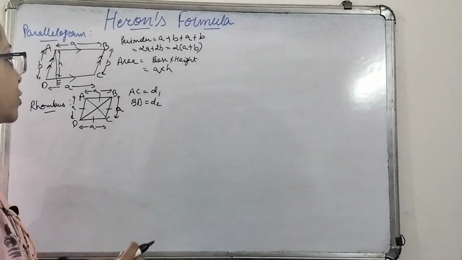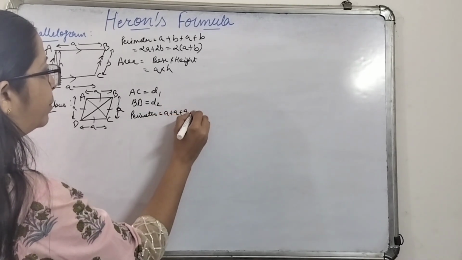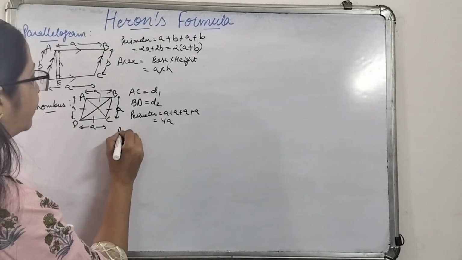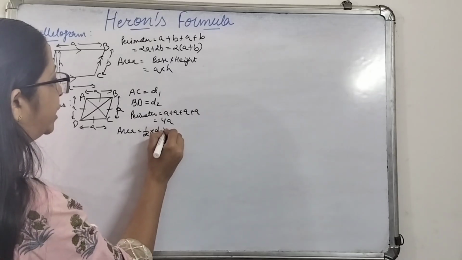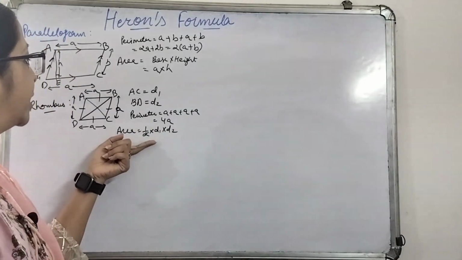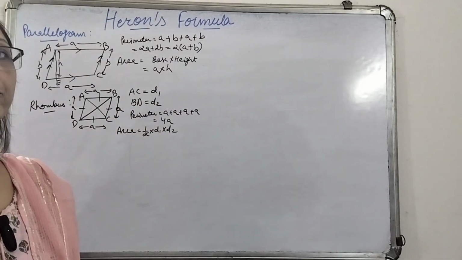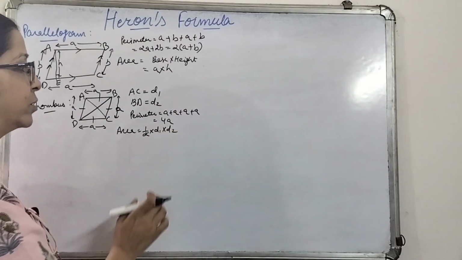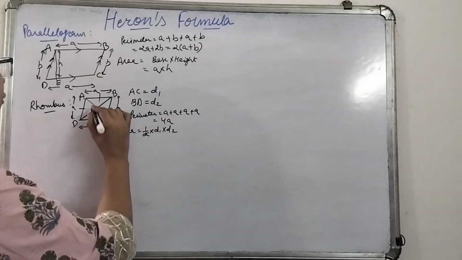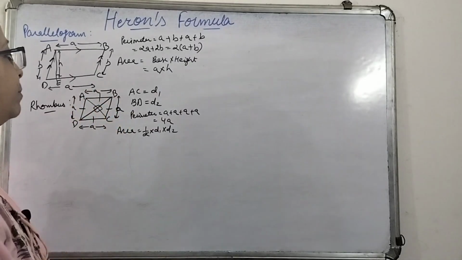So the perimeter will be the total length of the boundary, that is A plus A plus A plus A. We say 4 times its side will be the perimeter of a rhombus. And its area will be 1 upon 2 into D1 into D2: the length of the first diagonal into the length of the second diagonal, divided by 2, will be the area of the rhombus. D1 is the measurement of the first diagonal and D2 is the measurement of the other diagonal. And the special property of a rhombus is that the diagonals bisect each other at 90 degrees. They are perpendicular bisectors.